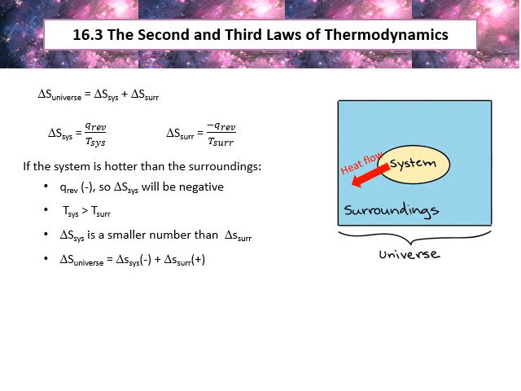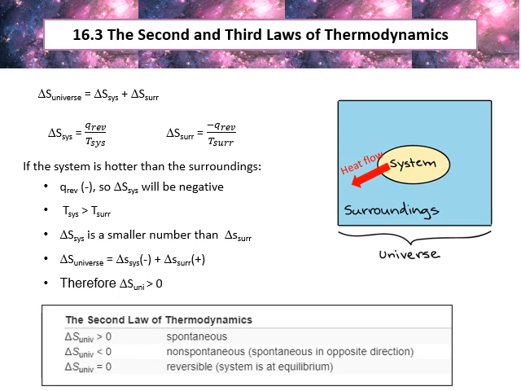That means that the sum of delta S system, which is a negative number, and delta S surroundings, which is a positive number in this case, will be greater than 0, because the negative number is smaller than the positive number. This is a general result and is the basis of the second law of thermodynamics.